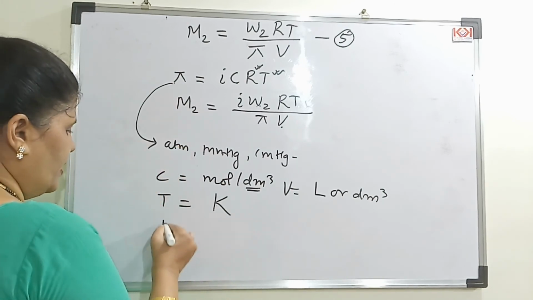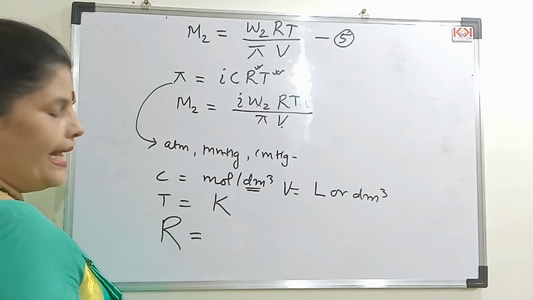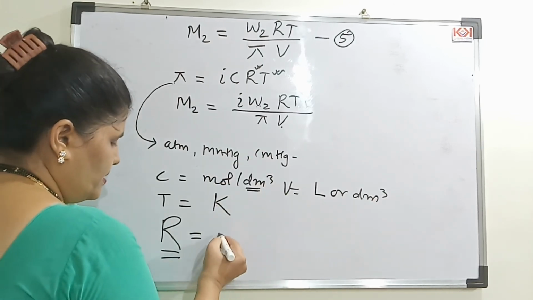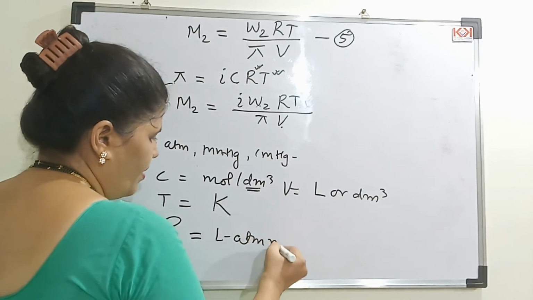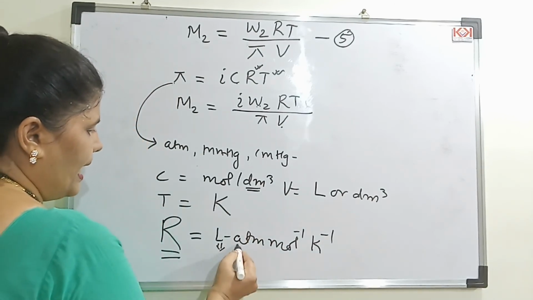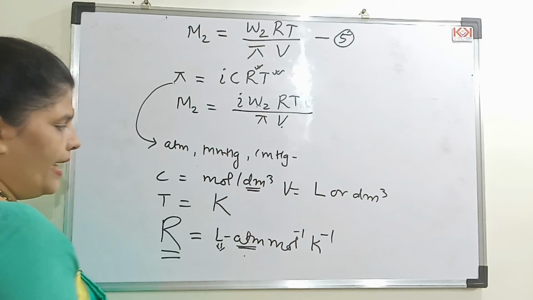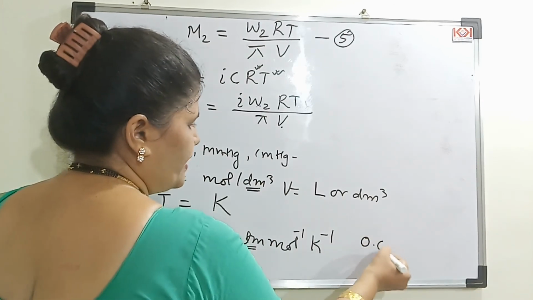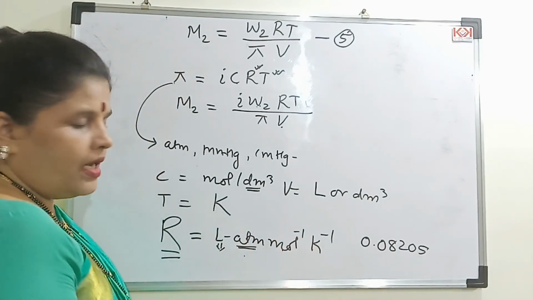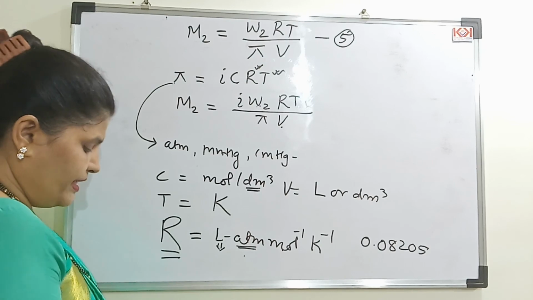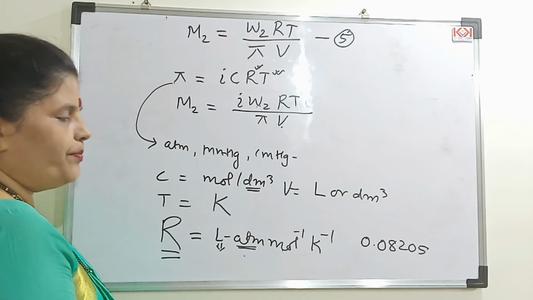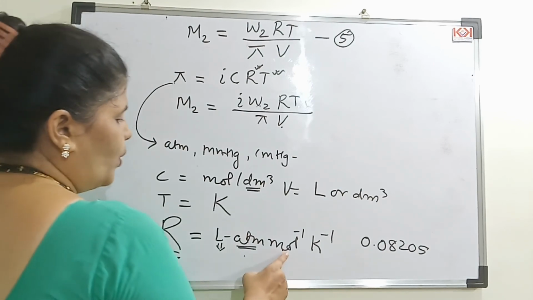The second very important thing is the value of R. When you are calculating particular problems, usually we consider this in liter atmosphere mole inverse Kelvin inverse, when the volume is in liter and the pressure, that is osmotic pressure, is in atm. So the value here is 0.08205 liter atmosphere mole inverse Kelvin inverse. If the unit changes to Newton per meter square or cubic meter, then this value is taken in J, that is 8.314 J mole inverse Kelvin inverse.